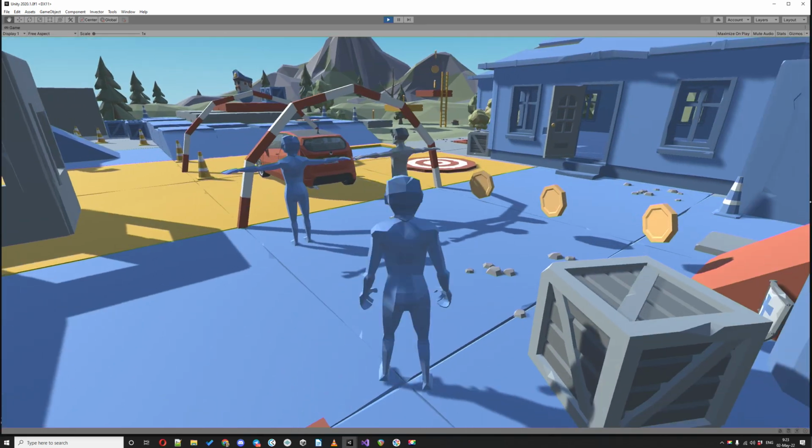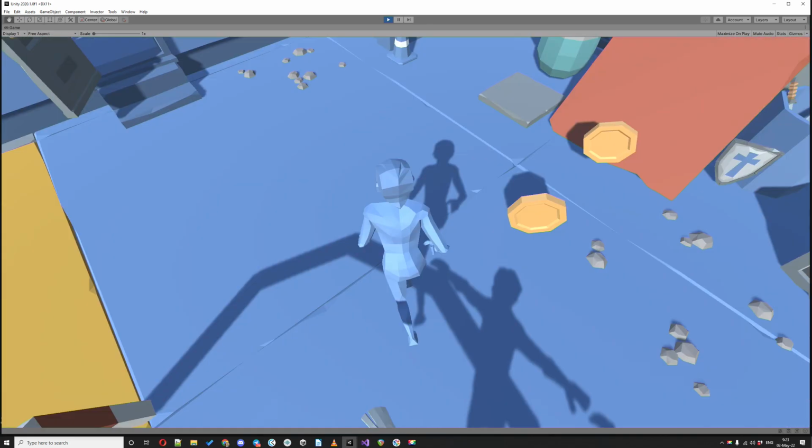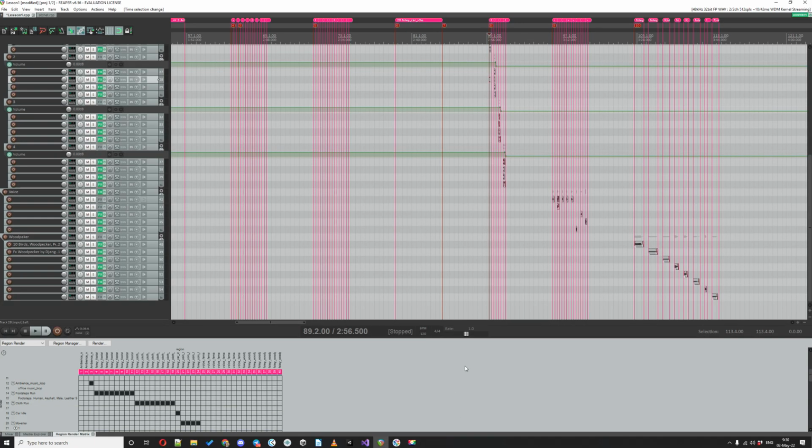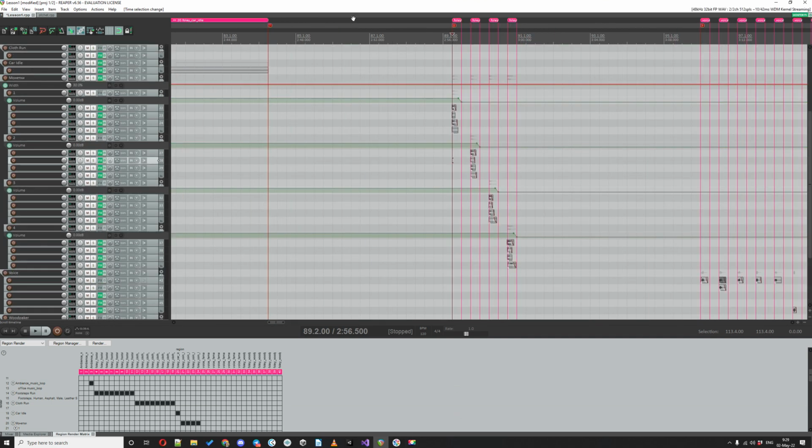Hi everyone, I want to demonstrate how I implemented sounds into the Unity project. First I created sounds in Reaper. Some sounds were taken from libraries, some were recorded by myself. Subsequently, all the sounds were processed by various plugins.